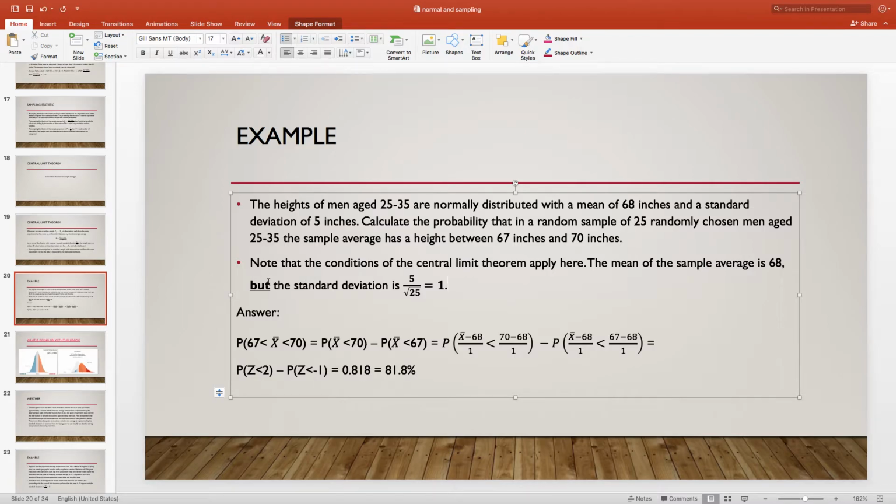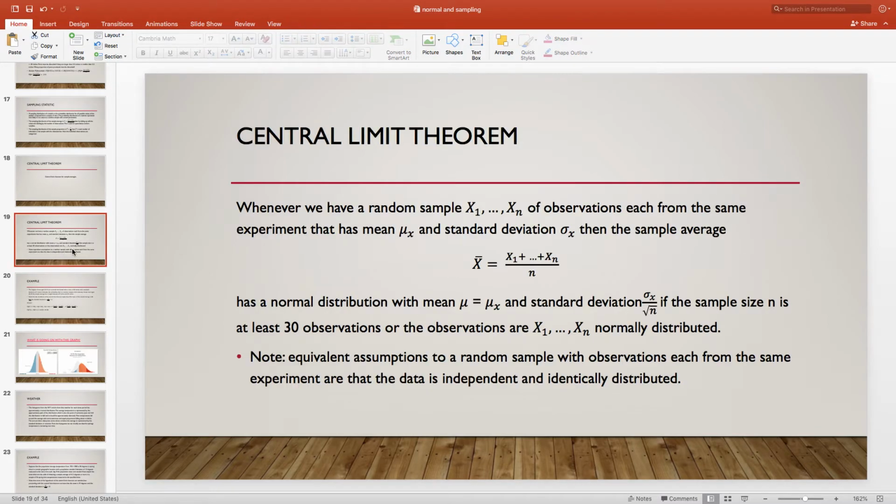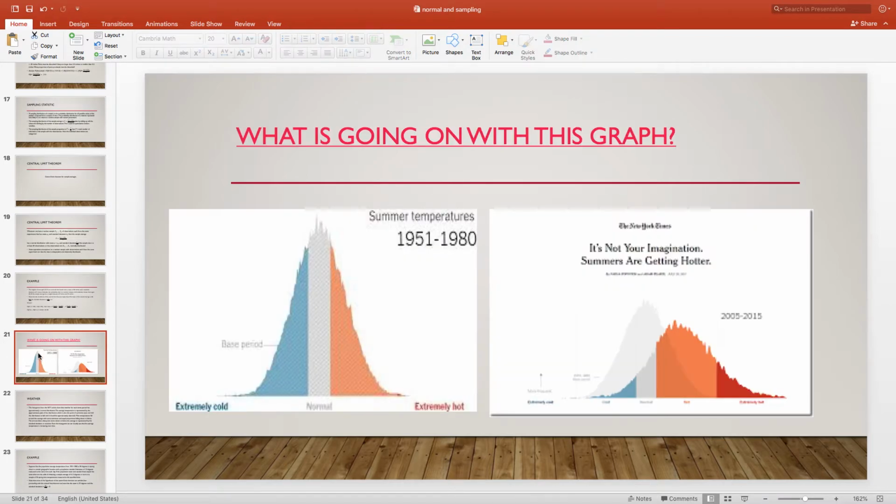Okay. And the one thing I cannot emphasize enough is that this standard deviation changes, and it changes according to this. That's how the standard deviation changes. Okay, let's do another example.